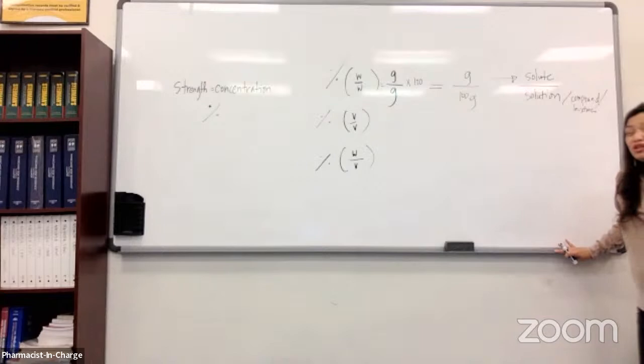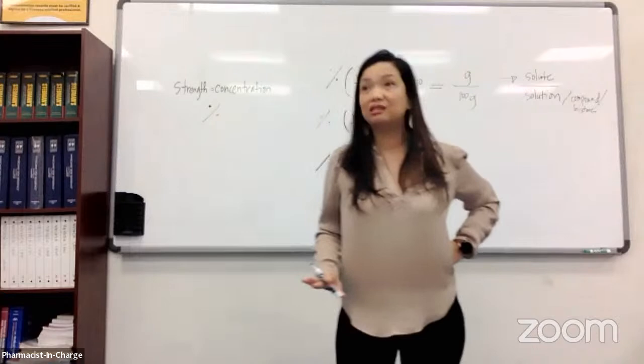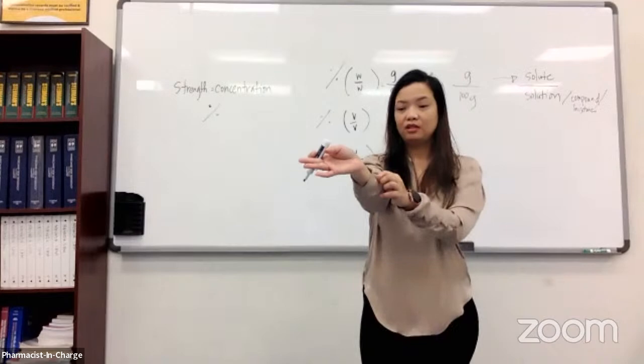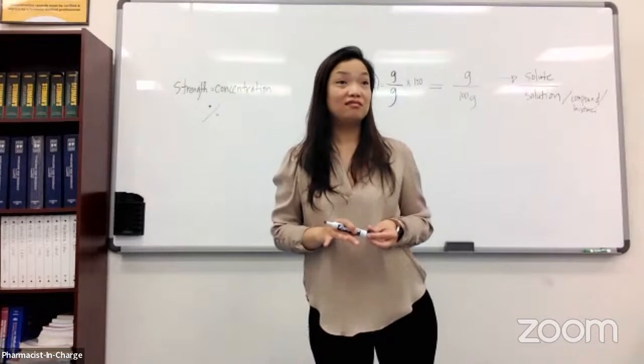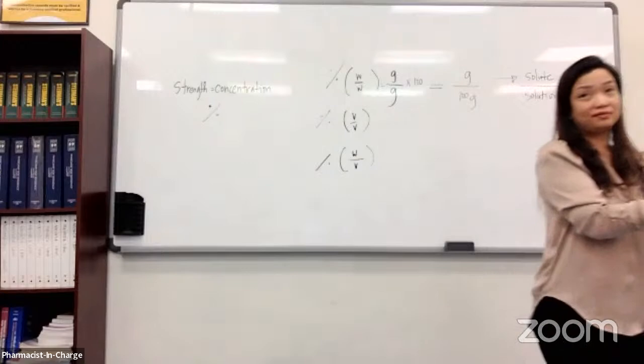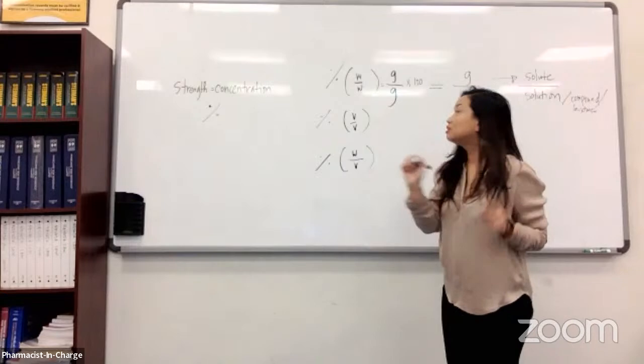There's also what we call percentage volume over volume. Now this is mixing two liquids. Two liquids that are different drugs, two liquids that have different concentration, same liquid, different concentration, okay? The final product is liquid. That's why it's percentage volume over volume, okay? So what do we use for volume? No matter what, it's going to be ml over ml.